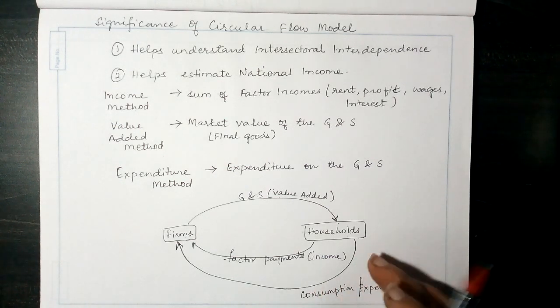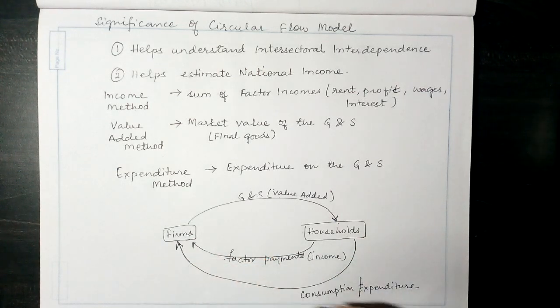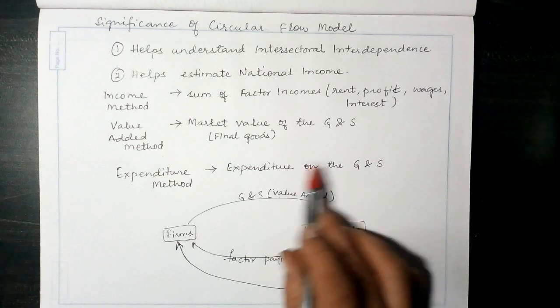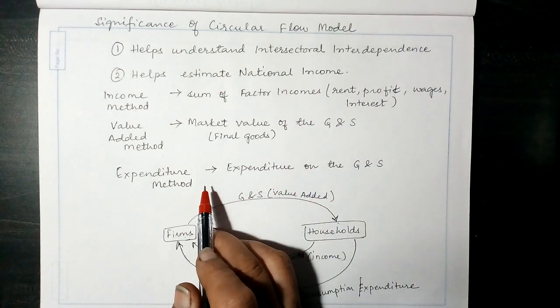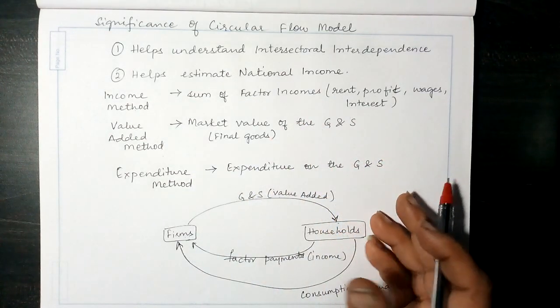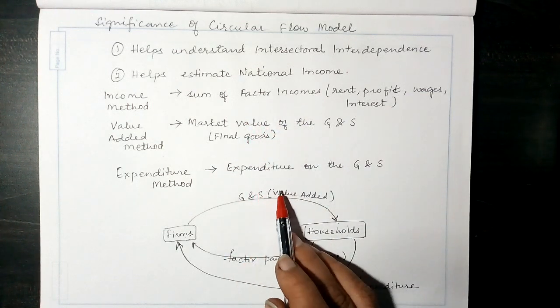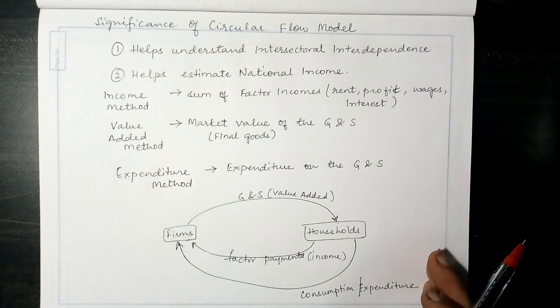Then the households also make consumption expenditure. The expenditure made on the final goods by the households is called consumption expenditure. Now, when all the expenditure on these goods and services is put together, we get the expenditure method of calculating national income. So, whatever method we follow, the national income would be the same. Now, we are considering different aspects of the circular flow to calculate the national income.